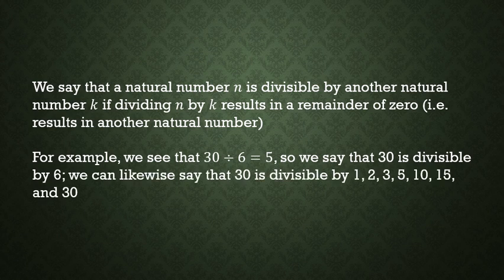And we can say the same kind of thing with 1, 2, 3, 5, 10, 15, and 30. In every one of these 7 cases, you can take 30, divide it by any one of these numbers, and the number that you'll get is a natural number. It is a counting number. Therefore, we can say that 30 is divisible by any of these 7 numbers.